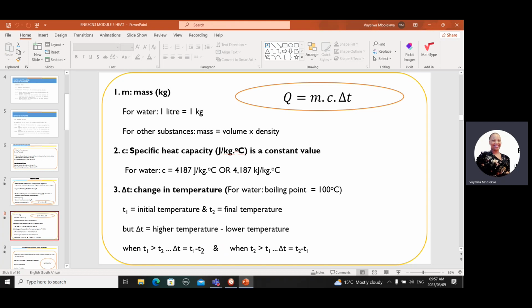So we spoke about mass, that it must be in kilograms. If they give you volume, you must use the formula to calculate mass. Then specific heat capacity, you get it from the page, and then change in temperature. We're now busy discussing change in temperature. So change in temperature is higher temperature minus lower temperature. So if T1 is higher than T2, the change in temperature will be T1 minus T2. But when T2 is higher than T1, your change in temperature will be T2 minus T1.